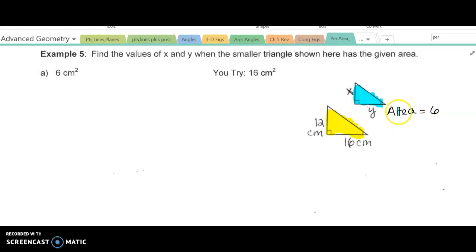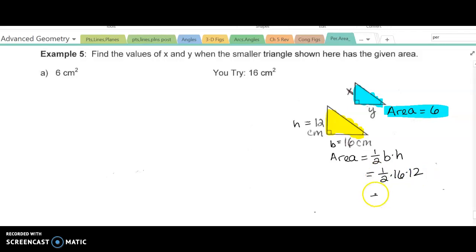And we don't at first glance know the area of the yellow triangle, but it looks like this is the height and this is the base, so we could figure that out. So 1/2 base times height for a triangle, 1/2 times 16 times 12 comes out to be 96. So here's what we do know. We know the area of both triangles. We know both side lengths of the yellow triangle. The only thing we don't know is x and y. So let's fill in what we do know.